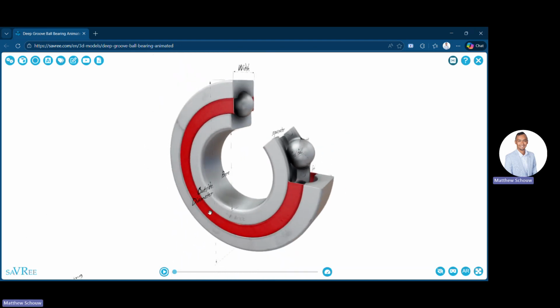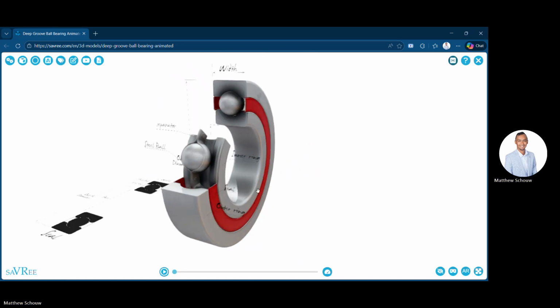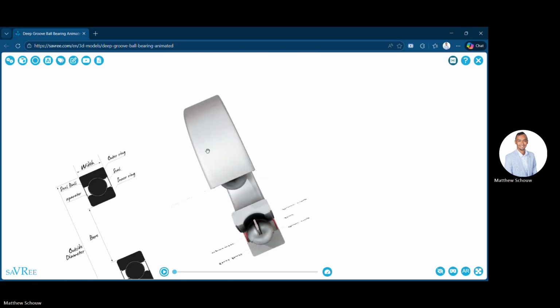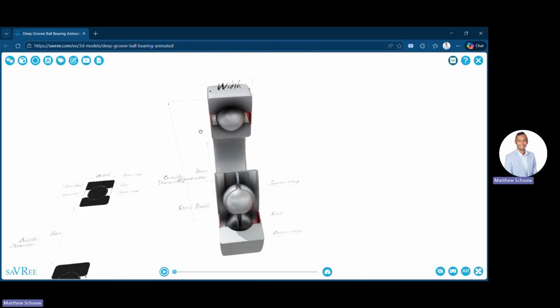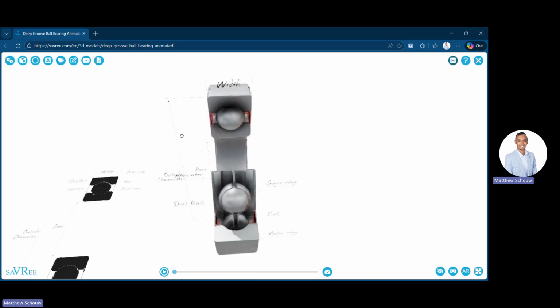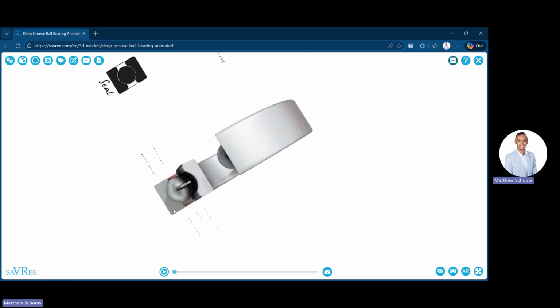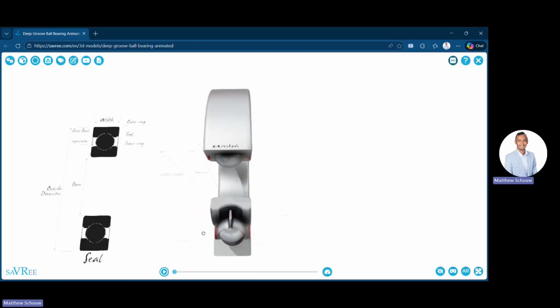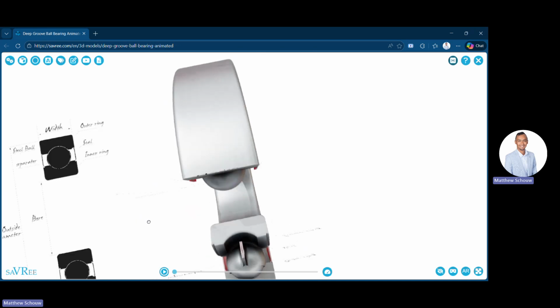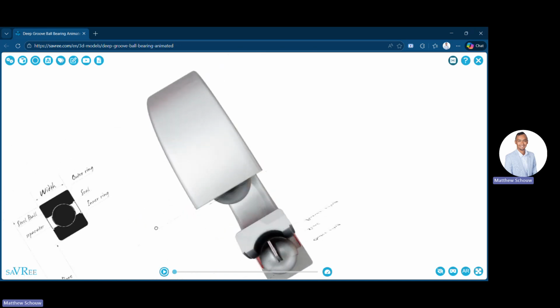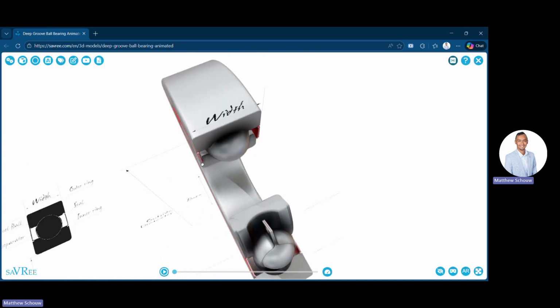It's quite cool. That's the sketch I had earlier on. I don't know why I'm able to rotate this thing the way I wanted to, but yeah, that's what I was looking for there. Just zoom in a bit, and you can see the steel ball, the separator.